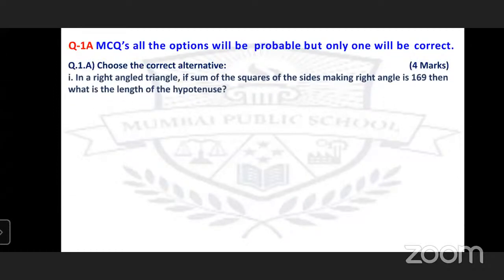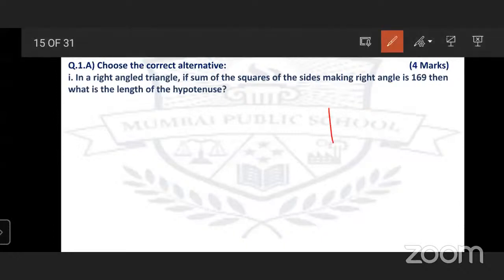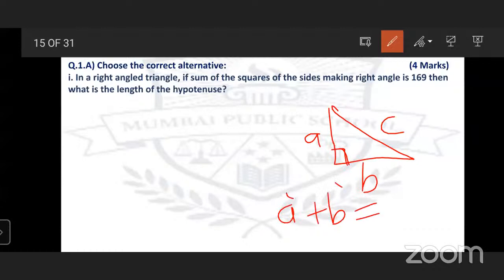Now see, in a right angle triangle, if the sum of the squares of the sides making the right angle is 169, then what is the length of the hypotenuse? So see, in this question, a right angle triangle is given. Suppose we write A, B, C here. The sum of the squares of the sides, that is A square plus B square, is equal to 169. This is the given; you have to find the hypotenuse, that is C.